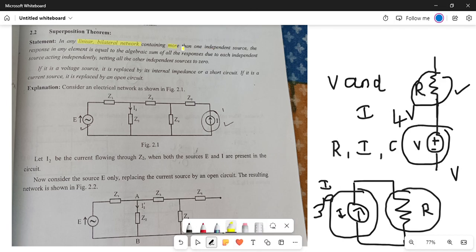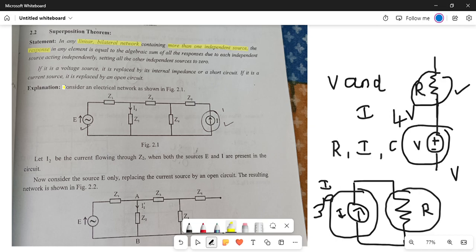More than one independent source. It is not a single independent source, right? So the response in any element, what is their response? So now, what should we understand by response? Your response means the voltage or current across any element. So response in any element means the current or the voltage across any element, right?